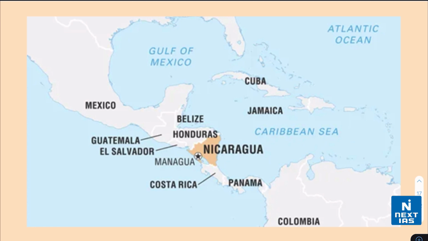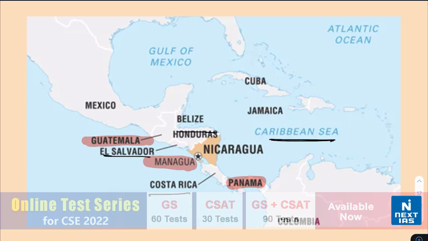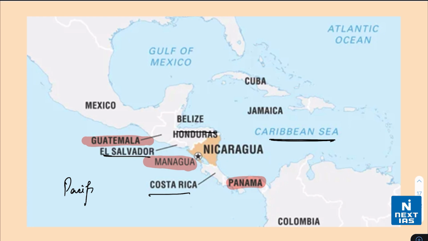So as you can see, it is a part of the Isthmus of the Central American region. This is the Central American region. It consists of 7 countries, starting from Guatemala in the north to Panama in the south. Nicaragua has a capital, Managua, and it is bordered by Honduras, El Salvador, Costa Rica, the Caribbean Sea, and here you have the Pacific Ocean. Here we have the Gulf of Mexico, and this is Florida.